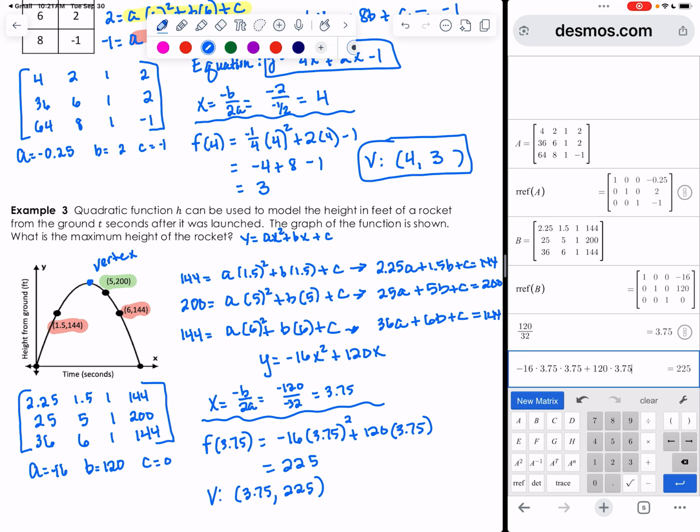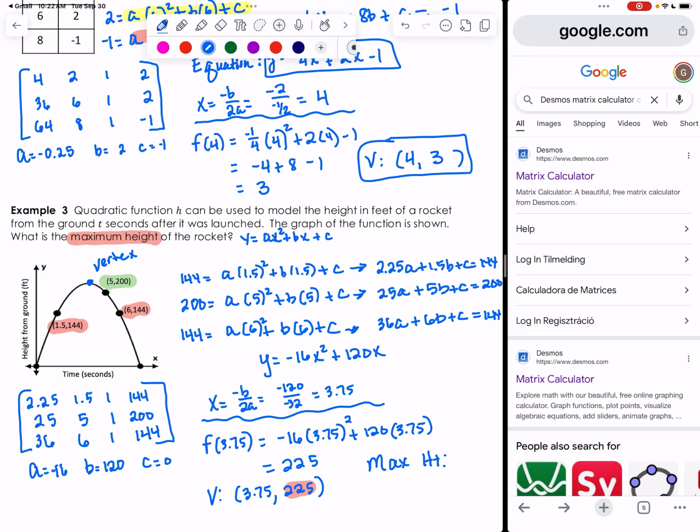Now, let's go back and see what they wanted to know. They want to know the maximum height. So for the maximum height, we just want the y value of the vertex. So the maximum height of the rocket is 225 feet. And I don't think we ever boxed in the equation too. Let's box that one in too. And that concludes today's lesson, writing quadratic functions given 3 points on the parabola.